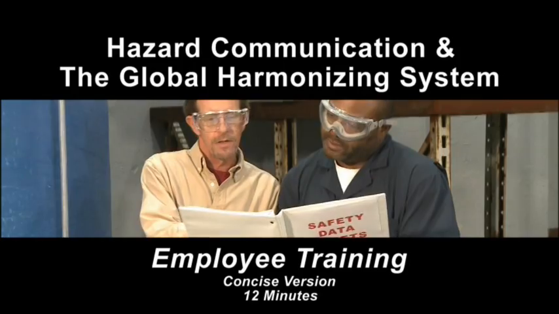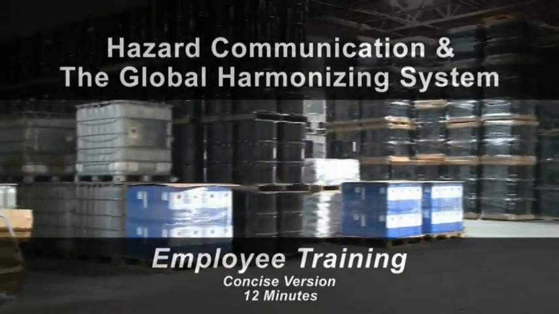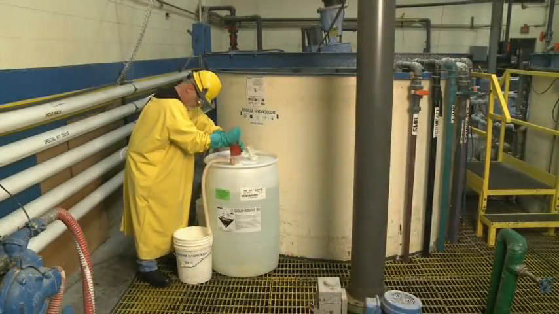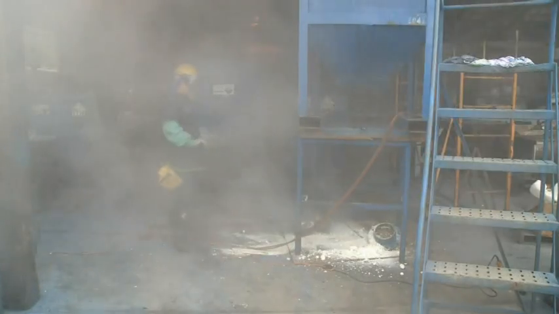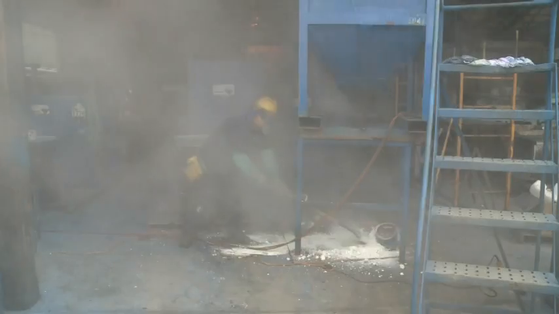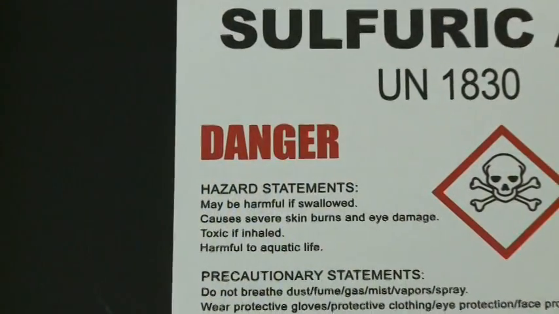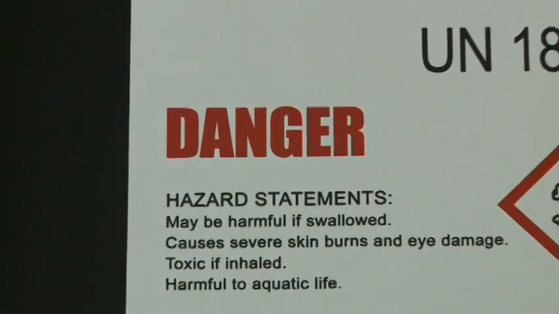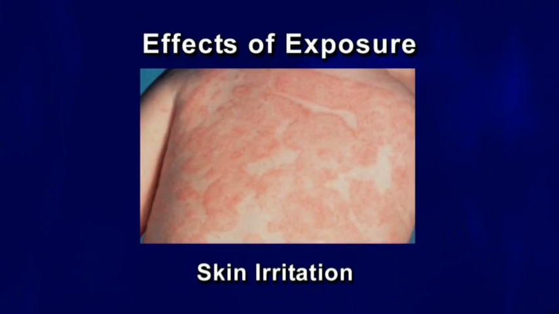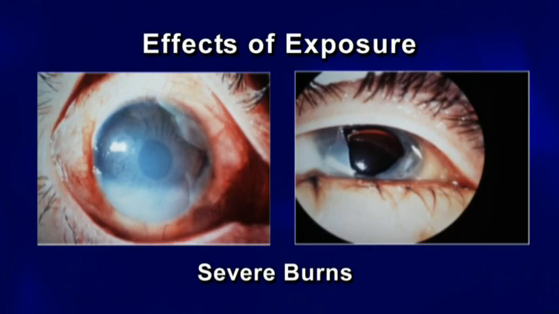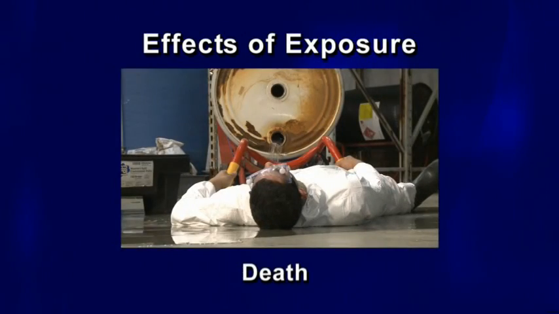Hazardous chemicals. They are found in more than 7 million workplaces, and over 55 million employees handle, use, or work around these potentially harmful substances throughout North America. Effects from worker exposure to hazardous chemicals can range from mild skin irritation to severe burns to the eyes or skin, to death from various types of exposure.